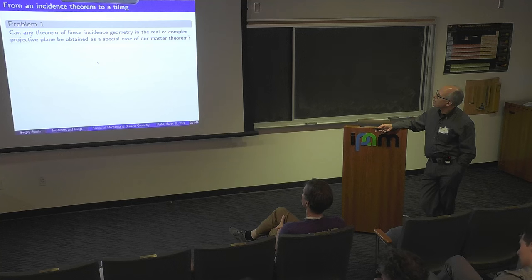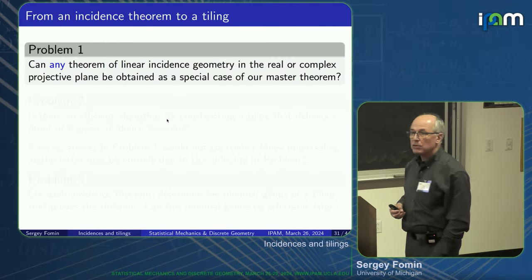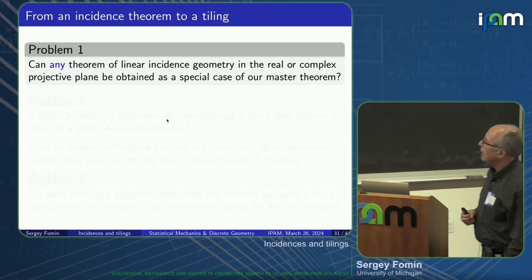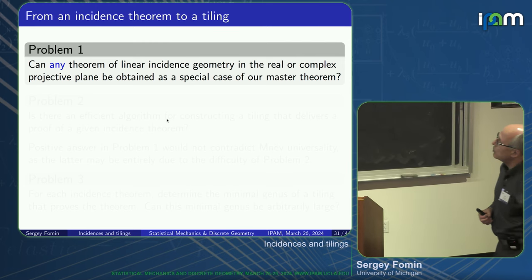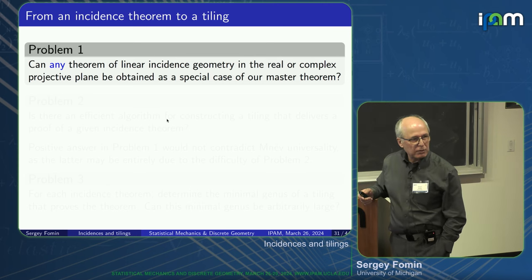So what are some of the outstanding problems? Of course, the first one that is probably on everyone's mind is: is this truly universal? Can any theorem of linear incidence geometry be obtained as a special case of our master theorem?